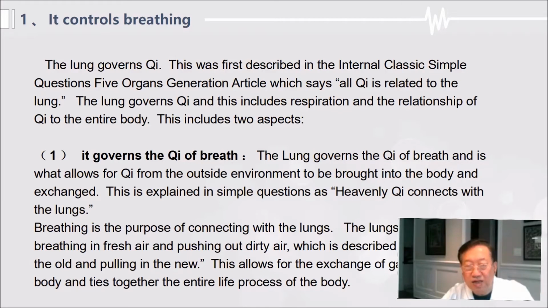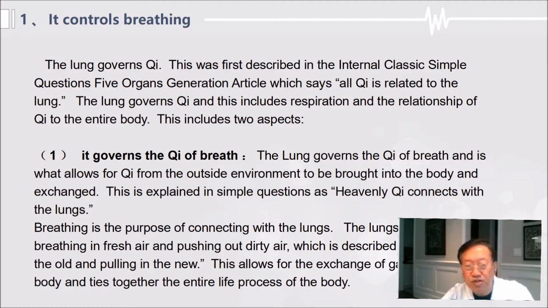This includes 2 aspects. First, it governs the qi of breath. The lung governs the qi of breath and is what allows for qi from the outside environment to be brought into the body and exchanged. This is explained in Simple Questions as heavenly qi connects with the lungs. Breathing is the purpose of connecting with the lungs.